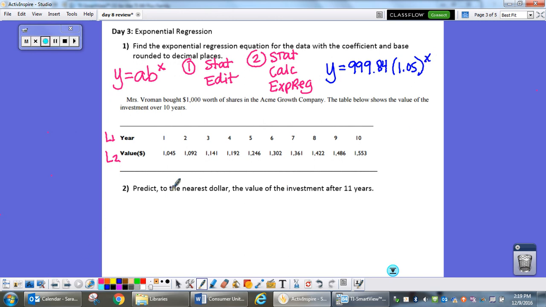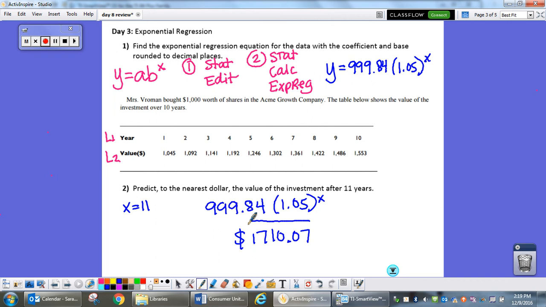Part 2, you have to find, to the nearest dollar, the value of the investment after 11 years. Well, since x represents years, we're just going to sub in 11 for x. Okay, and you should be getting $1,710.07.